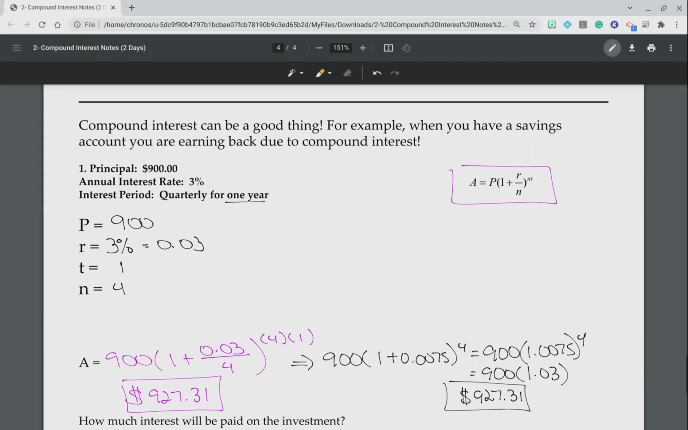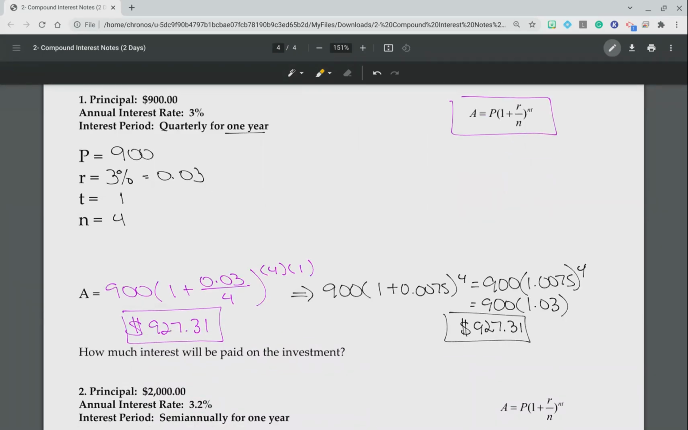Okay, so then it says how much interest will be paid on the investment. So how much money did you make for this investment? So remember, we take our A, which is $927.31, and subtract our principal. And on this investment, we made $27.31.